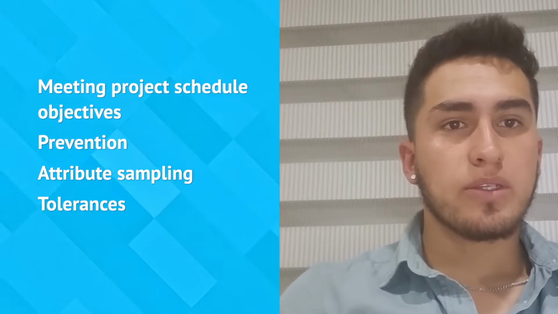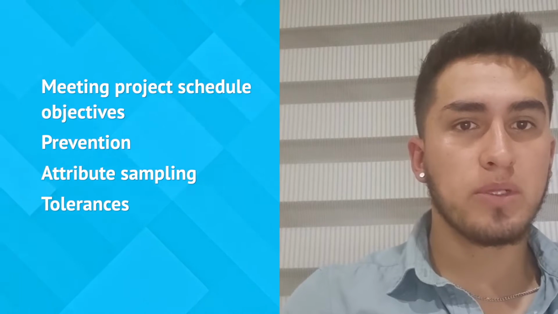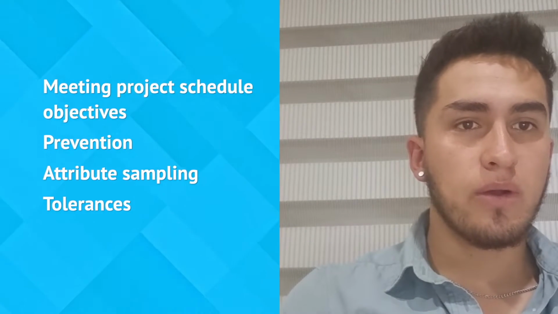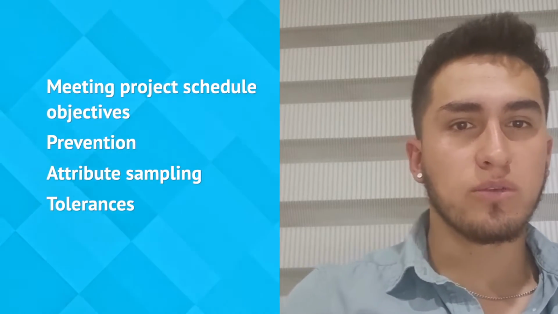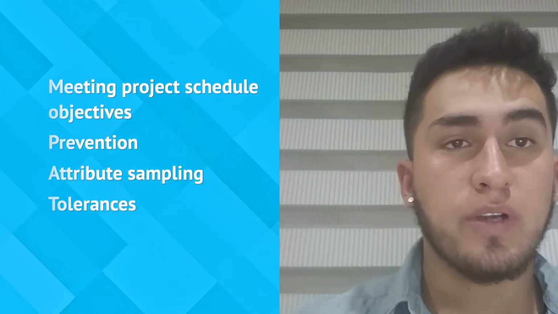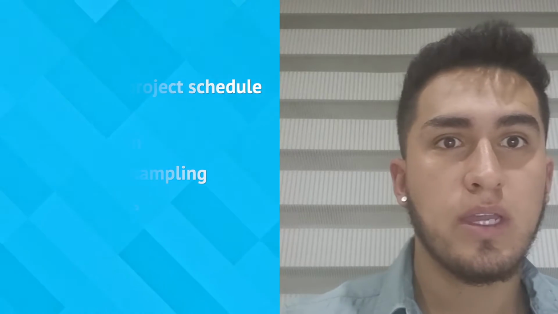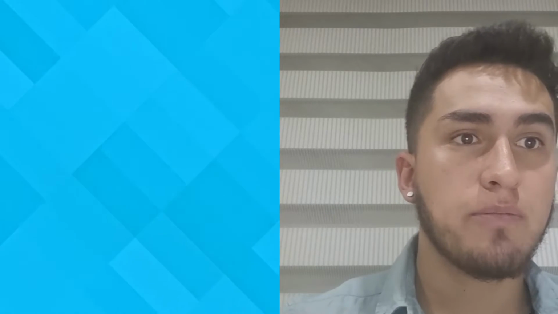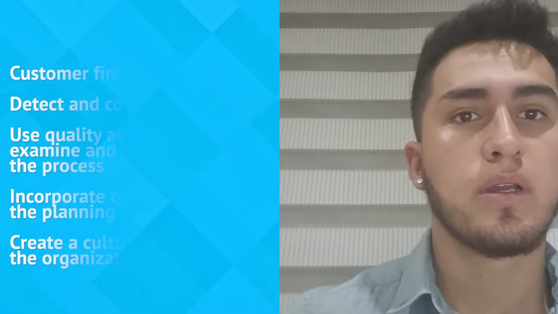Attribute sampling: the result either conforms or does not conform. Variable sampling: the result is rated on a continuous scale that measures the degree of conformity. Tolerances: a specified range of acceptable results. Control limits: identify the boundaries of common variation in a statistically stable process or process performance. There are five levels of increasingly effective quality management, as follows.